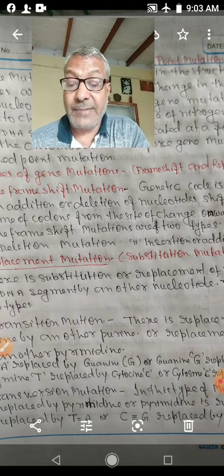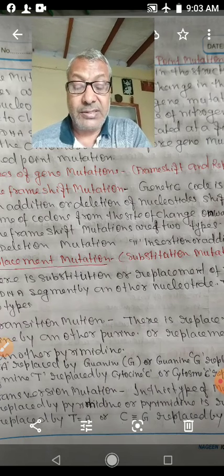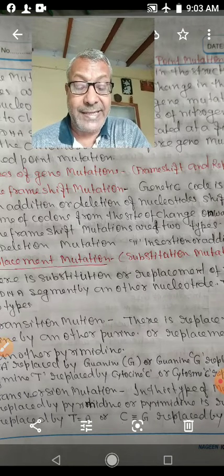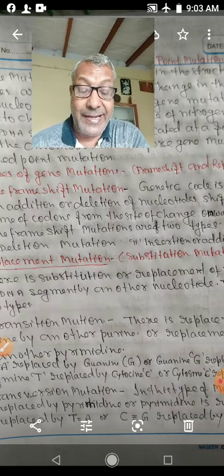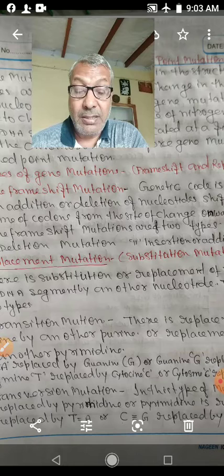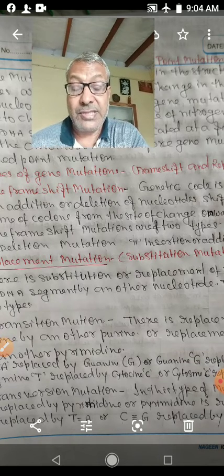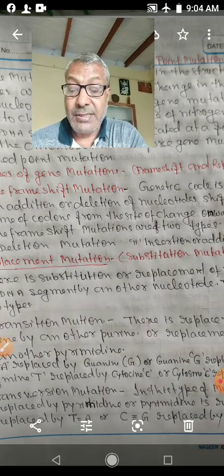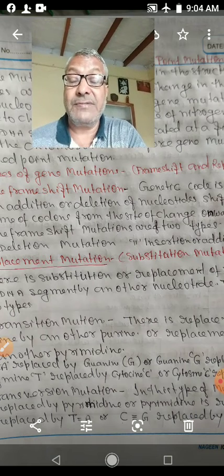Second in the frame shift mutation is insertion or addition mutation. In this case, one nucleotide is added to a gene. So when one nucleotide is added, the frame of genetic information changes, and due to the change in the frame of genetic information, the expression of the gene changes, and the sequence of amino acids in the protein changes. So we can say the phenotype of the organism changes.